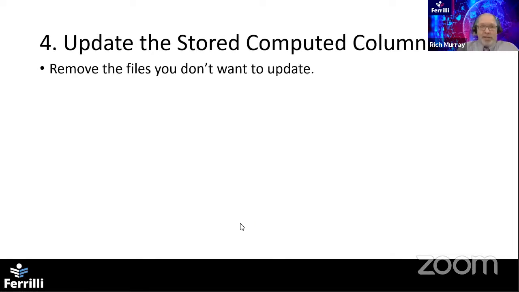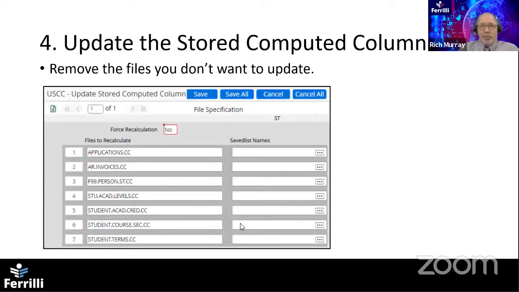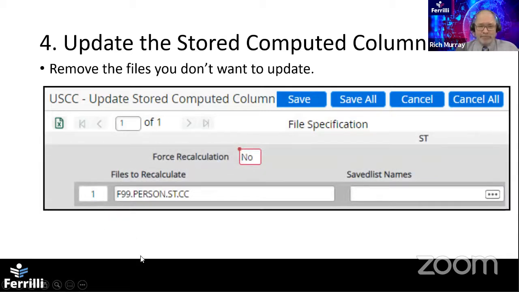All right, now it's time to update the stored computed columns. This is done with the form in Colleague called USCC. So I'm in the ST application, and when I bring up USCC, it automatically goes out and looks for stored computed columns per entities. So there are 7 of them with mine in there now. So there are 6 delivered. So get rid of the ones you don't want to update. And I only want to update mine. So that's the only one I have left on the list.